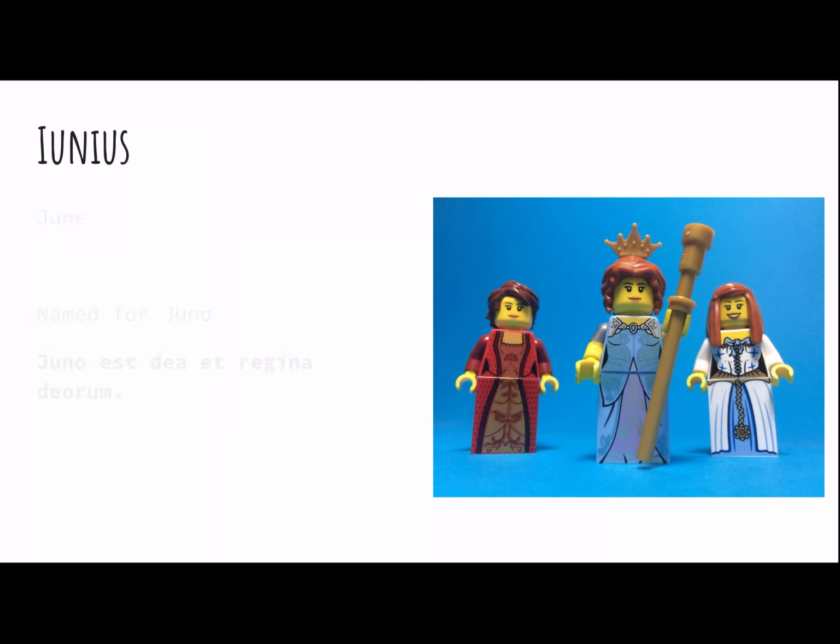Junius is June. It could also be named for Juno. Juno est dea et regina deorum.